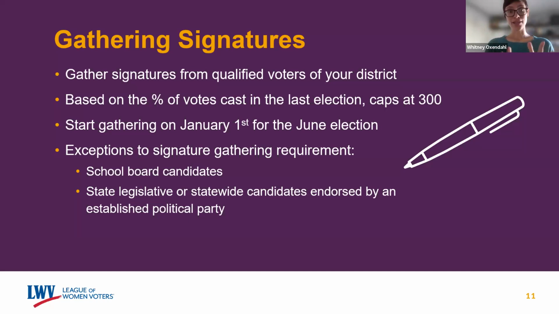Now, state legislative. The other exception to signature gathering is for state legislative or statewide partisan offices. If you're endorsed by an established political party, you can fill out endorsement paperwork instead of gathering those signatures. So that is another exception if you're thinking about state legislature and running sometime. But they also have a lower signature requirement. It's based on the number of voters in the district. So it's usually around 160 signatures if you don't get that party endorsement. All right, so that is gathering signatures. You just go around and gather the signatures of qualified voters in your district.